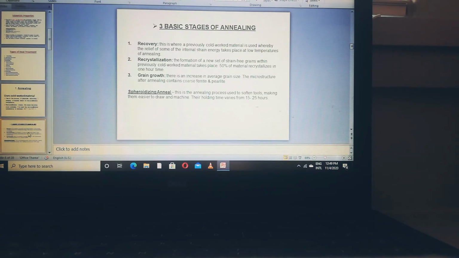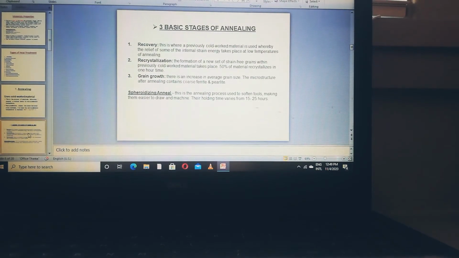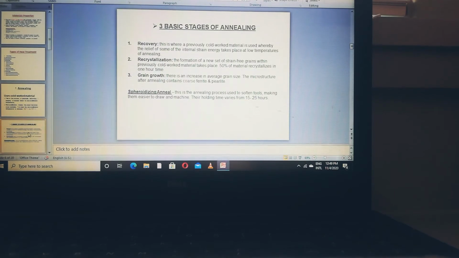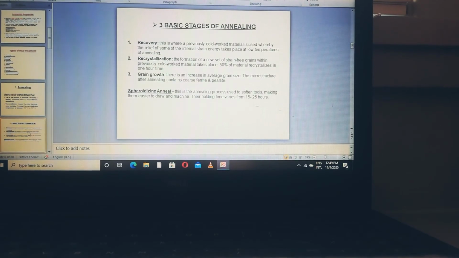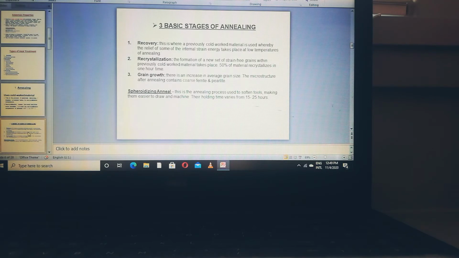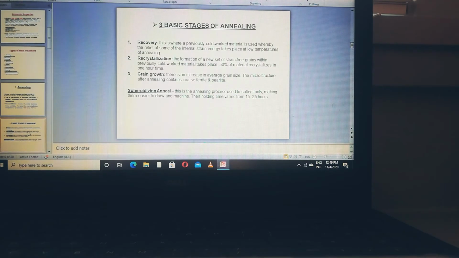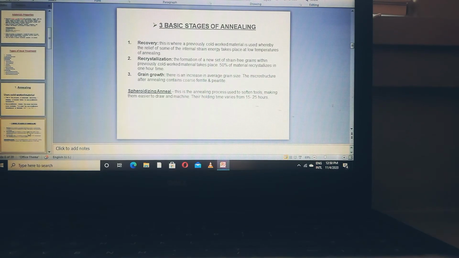Recrystallization of a material takes this long: 50% of the material recrystallizes in 1 hour. And lastly, we have the grain growth stage. Here, there is an increase in average grain size. The microstructure after annealing contains coarse ferrite and pearlite.